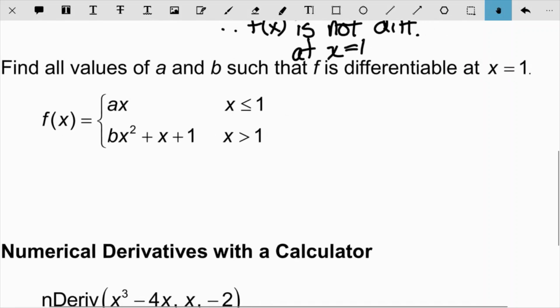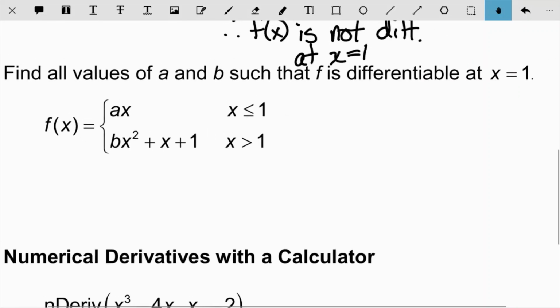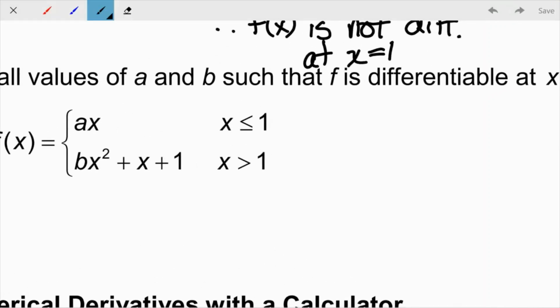Find all values of a and b such that f is differentiable at x is equal to 1. Well, let's just go through this one. So I'm going to go through the same two parts I did the last time. So if this is going to be continuous, when I plug 1 into that top rule for x, I would just get a, that needs to be equal to plugging 1 into the bottom rule, which would be b times 1 squared would be b plus 1 plus 1, so b plus 2. So I got one equation with two unknowns.